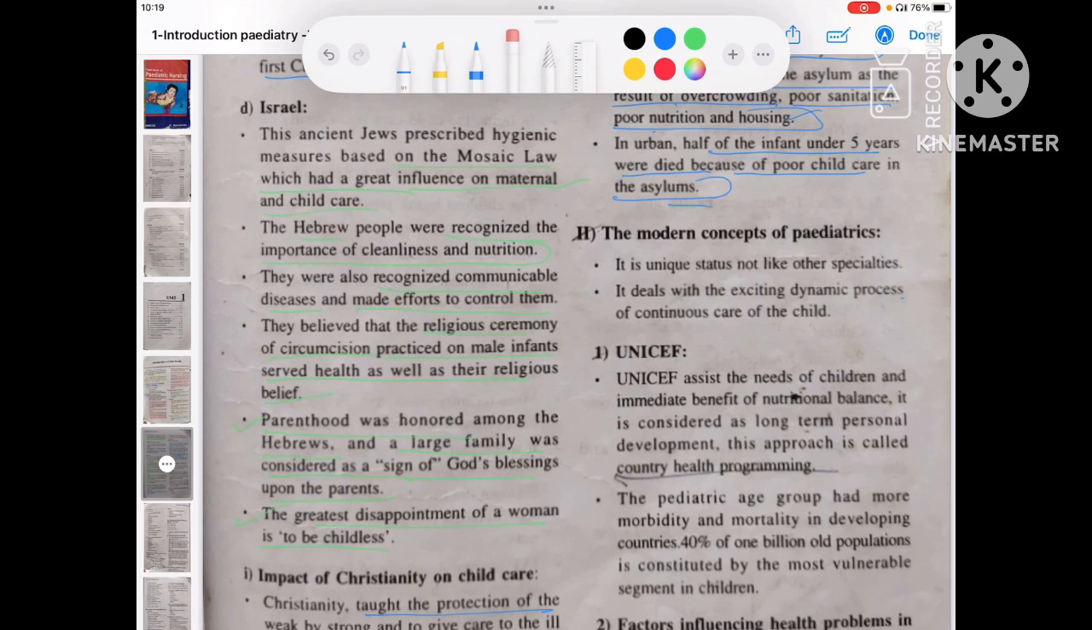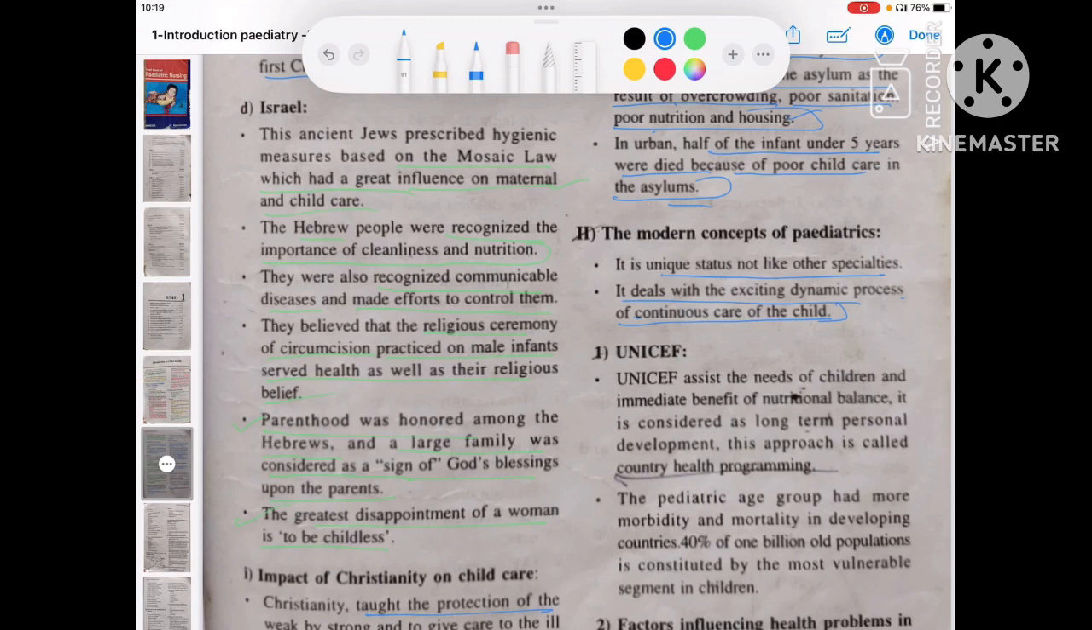First, it is a status not like other specialities. Pediatric is not like other specialities, and it deals with an exciting, dynamic process of continuous care of the child. It is not like how we treat adults. Here we give a dynamic, changing process of continuous care of the child. That is the modern concept of pediatric.